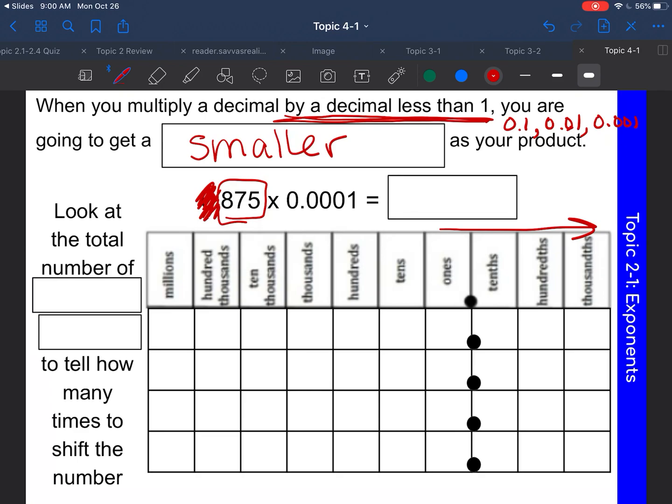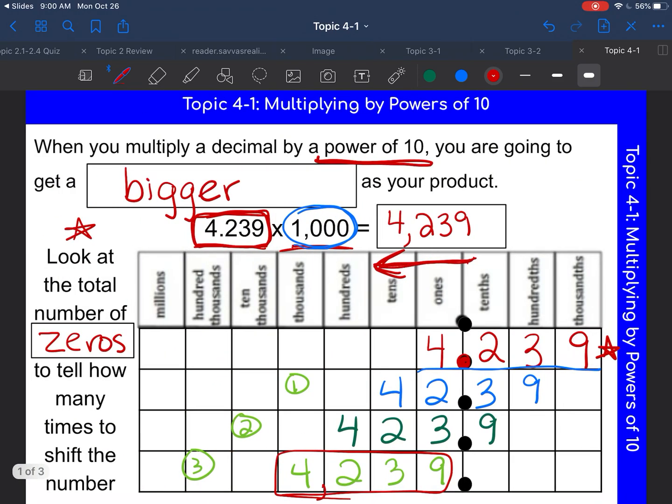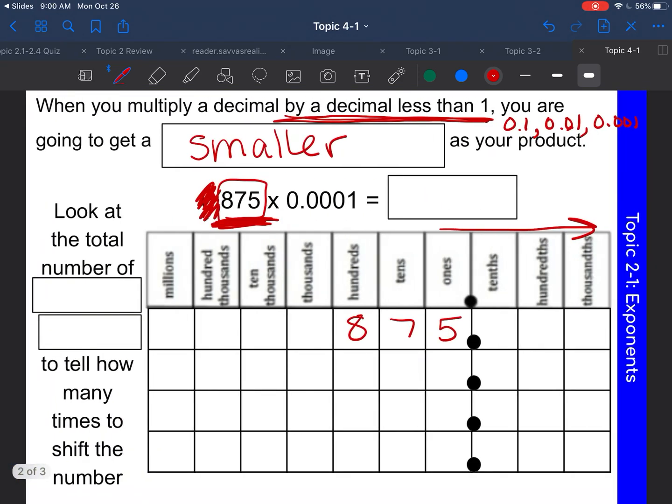So you're going to move this 875 through the place values towards the smaller numbers. First we're going to fill in 875 in our grid. The 8 is in the hundreds, the 7 is in the tens, and the 5 is in the ones. Before, we moved it over depending on how many zeros there were, but in this case, we don't count the zeros. We count the decimal places. Look at the total number of decimal places to tell how many times to shift the number.